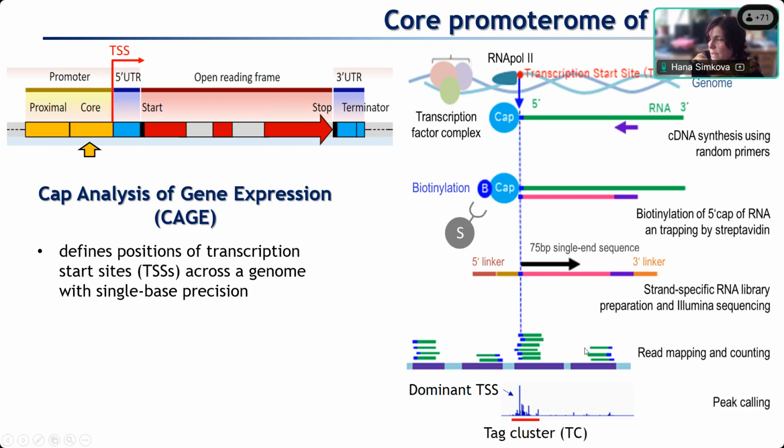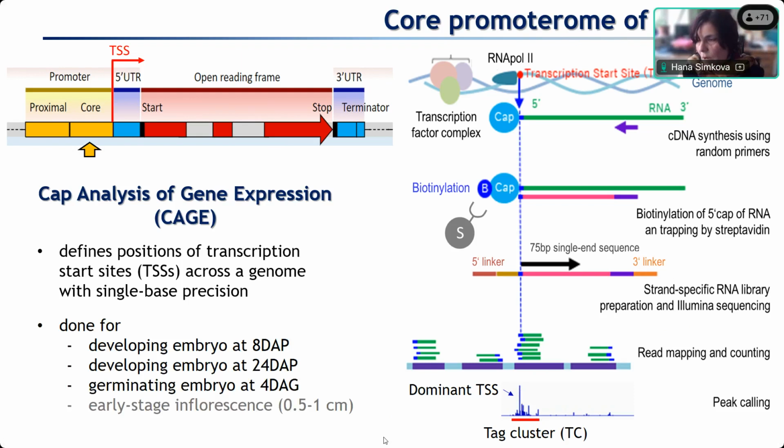They form such tag clusters, and the dominant peak in the cluster is considered to be the transcription start site. So we generated this type of data for three stages of embryo, because this was the main object for our current project. So it was developing embryo at 8 and 24 days after pollination, and also germinating embryo at 4 days after germination. And more recently, we added this also because we realized that the picture would not be complete if not looking at also the other stages.